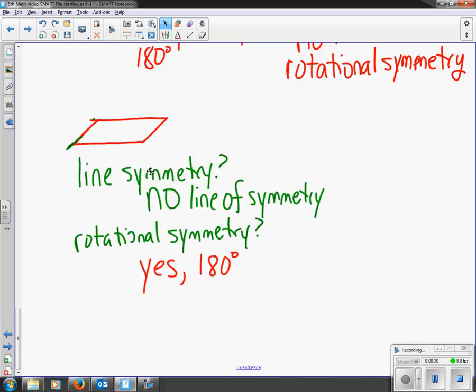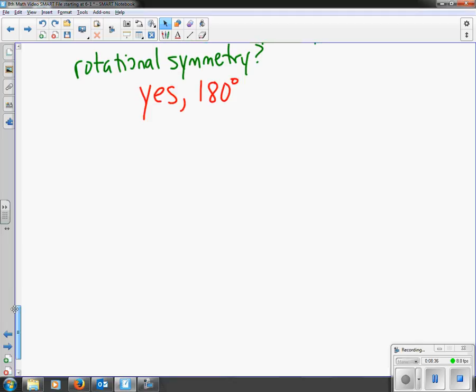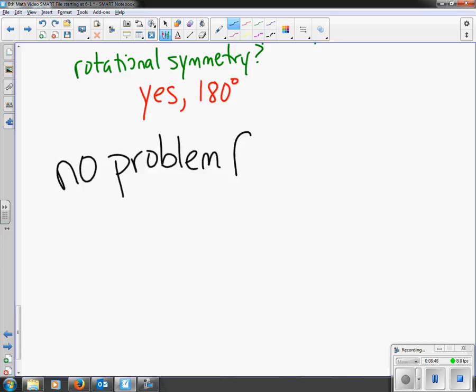There's no problem for next class, because we're going to be doing a lot of these in your workbook. No problem for next class. I just want to write that down so you don't forget.